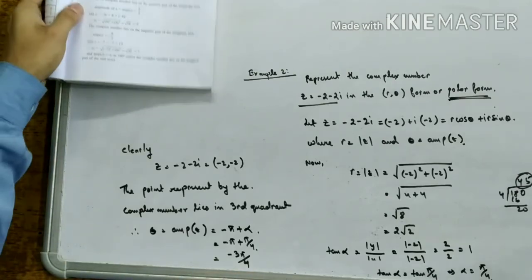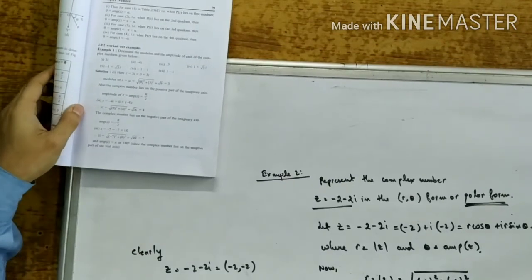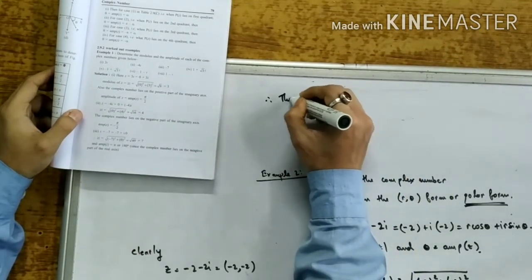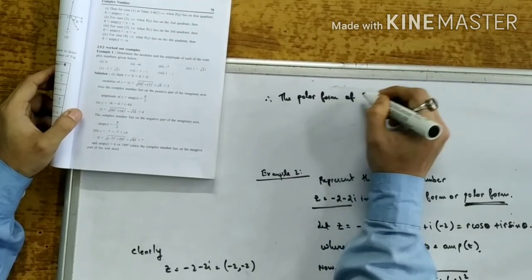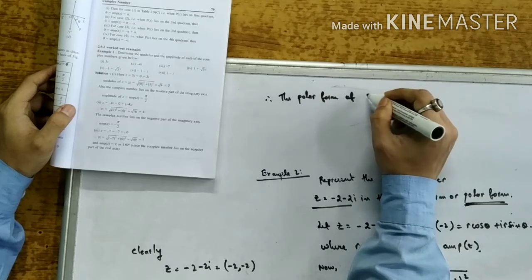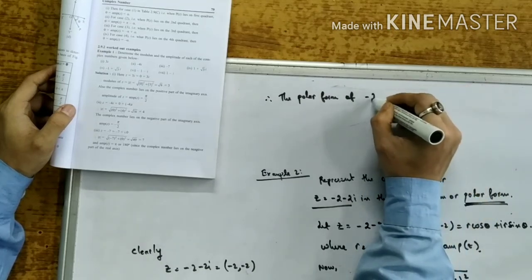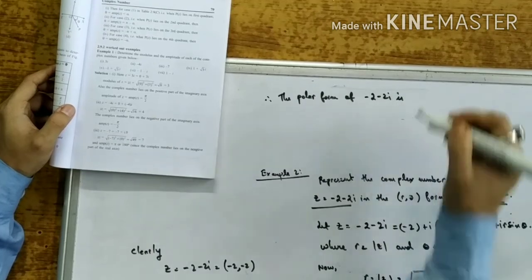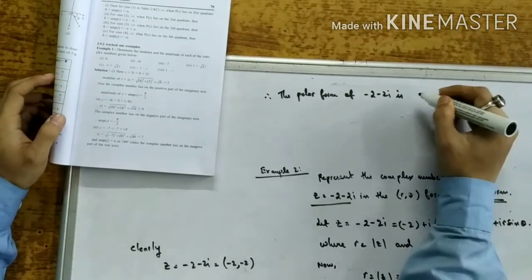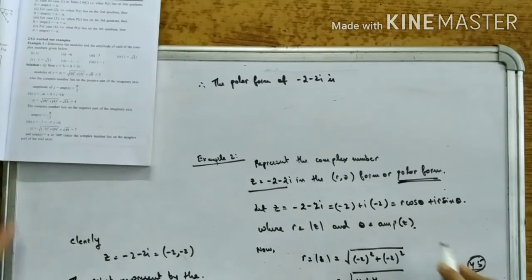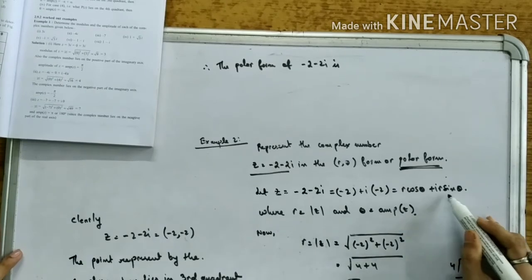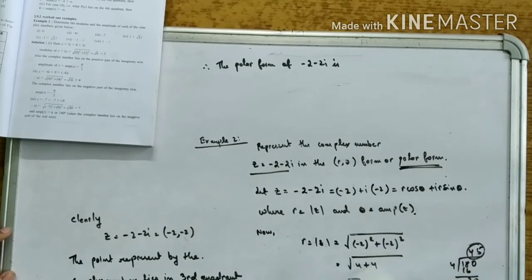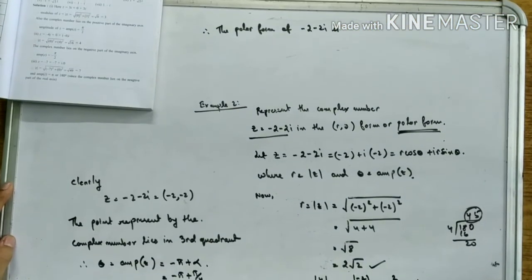So now you see, therefore the polar form of minus 2i will be r cos theta plus i sin theta. The r value I have got is 2 root 2.